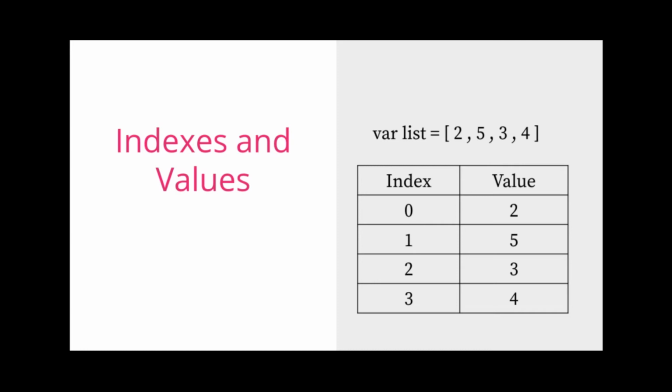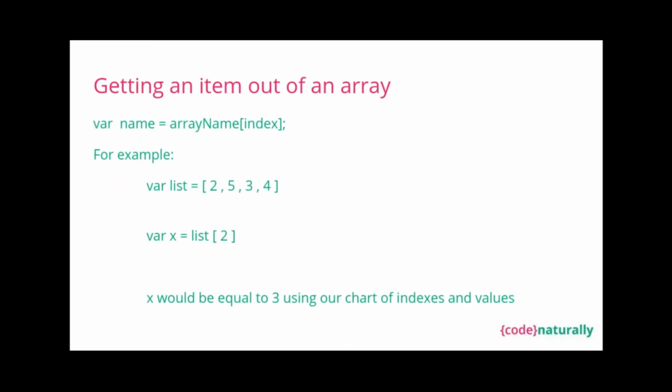To get an item out of an array, we would say var space and then give our variable a name equals the array's name, and then in square brackets, the index. So remember, we have our indexes and our values. So for example, if I use var list, and then I say equals in the square brackets, the same numbers that we used before, and then I create a new variable called x and make it equal list, and then in square brackets 2, that's the index. So that would be 3 because it goes 0, 1, 2, and we can see that number 3 is there.